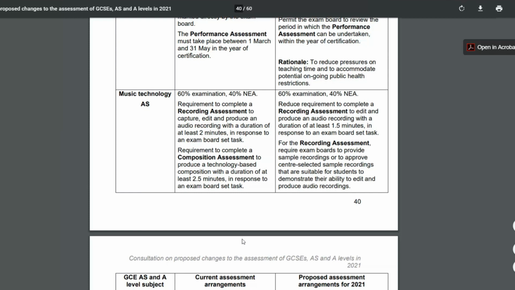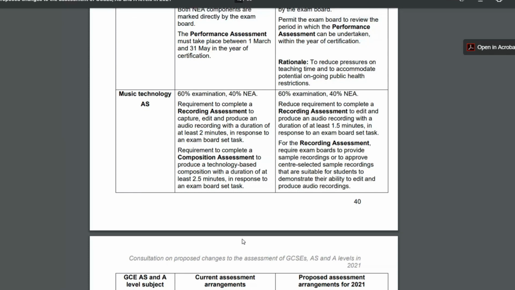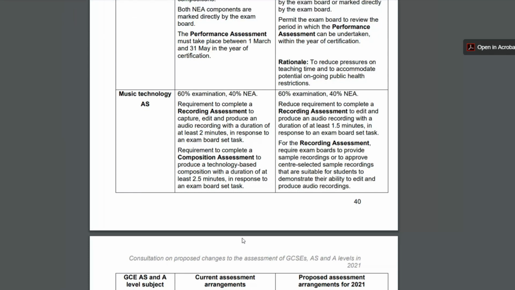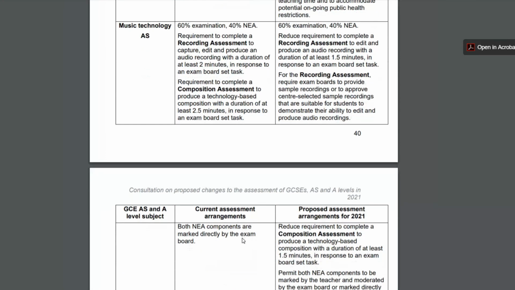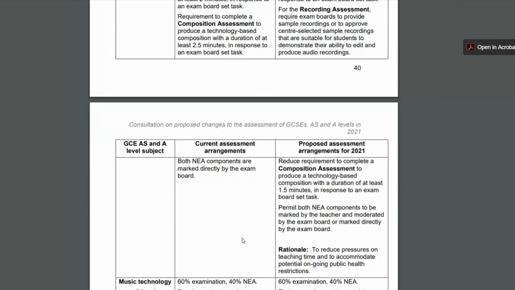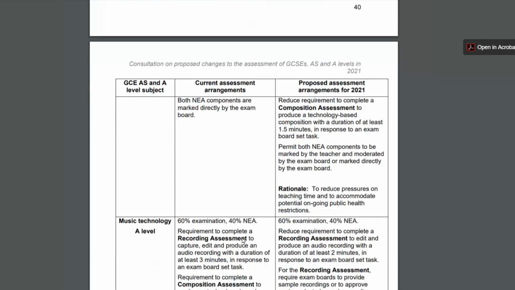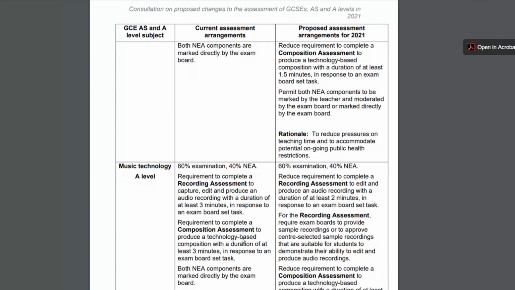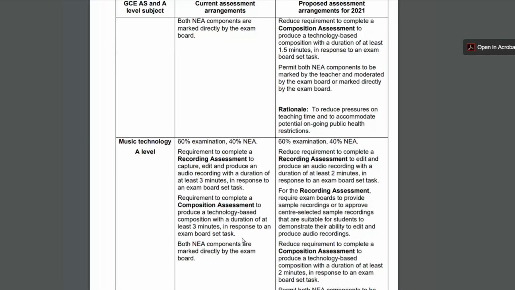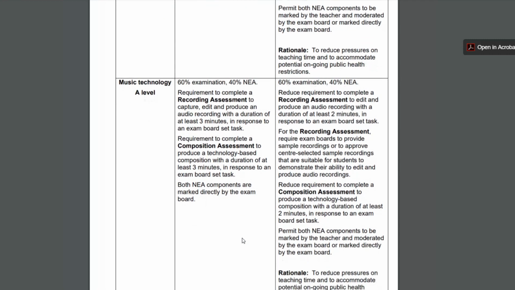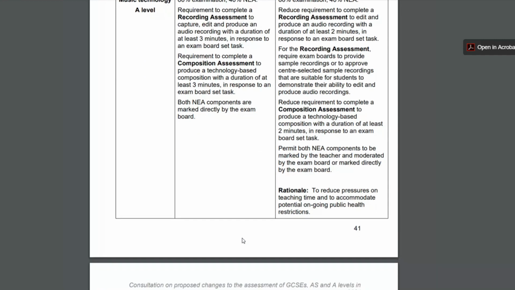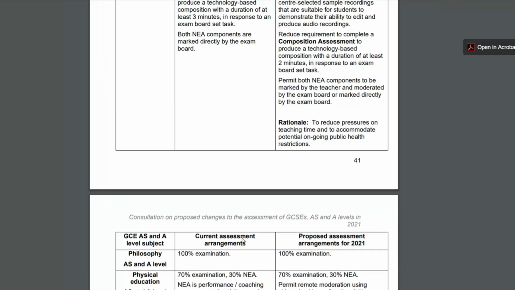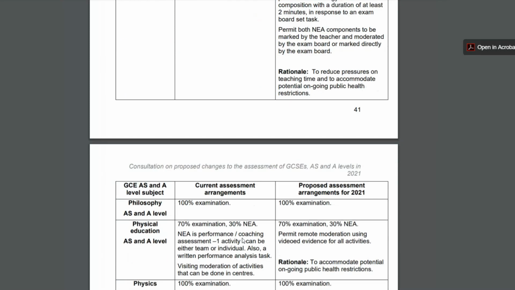For music technology, we're looking at similar stuff. The split is still the same, 60-40, but once again, we're looking at things being reduced and also a bit more weight being put on the teacher marking, as well as the exam board, or either or. So a little bit of a mix up there. So just come and take a look if you're taking music tech.